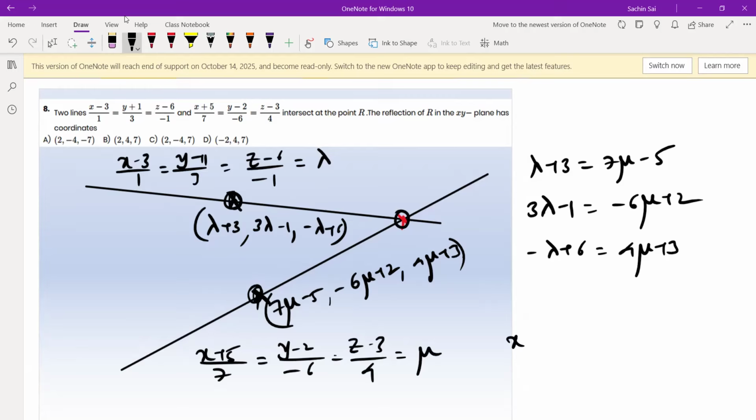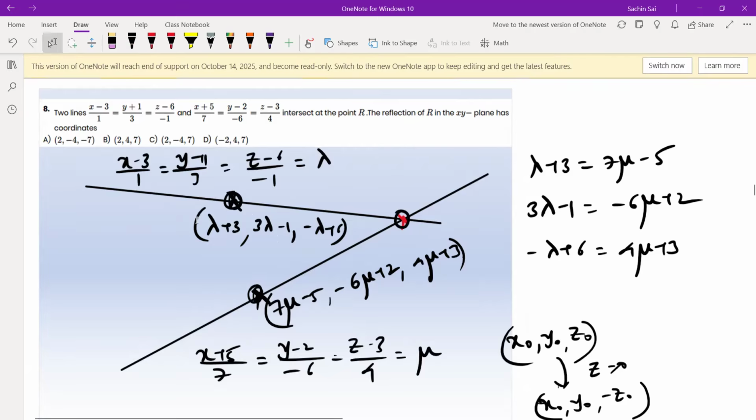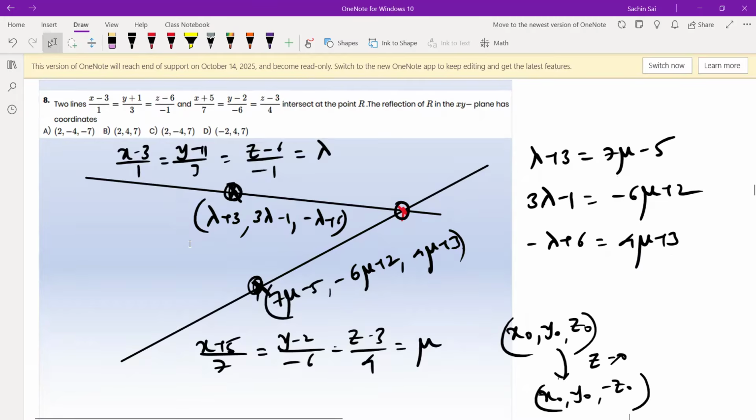So if you have a point (x naught, y naught, z naught), and you want to find its image with respect to the xy plane, that is the plane z equals 0, the image will be (x naught, y naught, minus z naught). Similarly, if you take reflection with respect to the yz plane, the sign of the x coordinate is reversed. If you take reflection with respect to the xz plane, then the sign of the y coordinate is reversed, right? So two important ideas in this particular question. Once you solve for lambda and mu, you will get the point R and then its reflection.